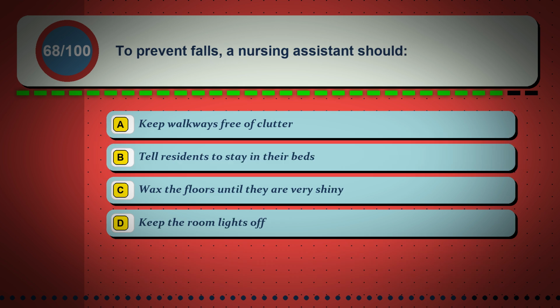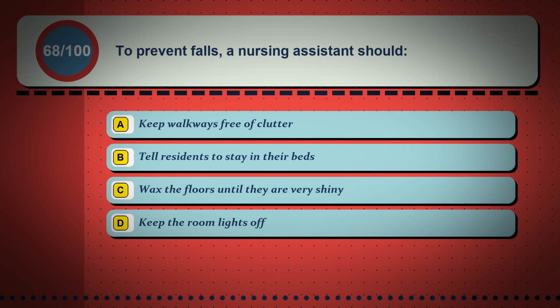Question 68. To prevent falls, a nursing assistant should: option A, keep walkways free of clutter. Option B, tell residents to stay in their beds. Option C, wax the floors until they are very shiny. Option D, keep the room lights off.